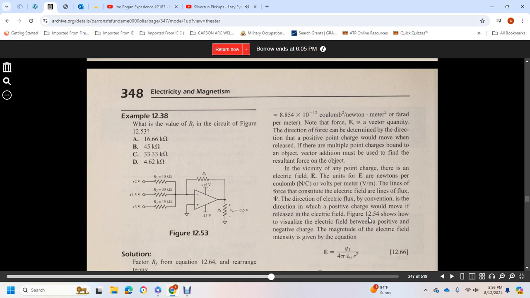Lines of force constitute the electric flux. The direction of the electric flux follows the convention of the direction a positive charge would move when released in the electric field. Figure 12.54 shows how to visualize the electric field between positive and negative charges. The magnitude of the electric field intensity is given in an equation.